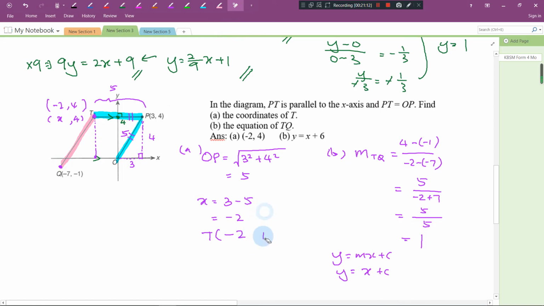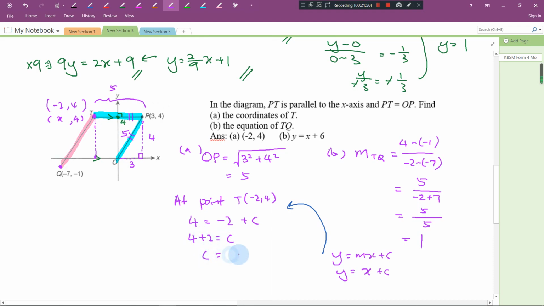Okay, let me erase this part first and continue over here. I think I just use point T. At point T, (-2, 4). This is x, this is y. So I'm going to replace the value of y and x by using these two numbers. y is equal to 4, x is equal to negative 2, plus c. Okay, 4 plus 2 is equal to c. Then we know c is equal to 6.